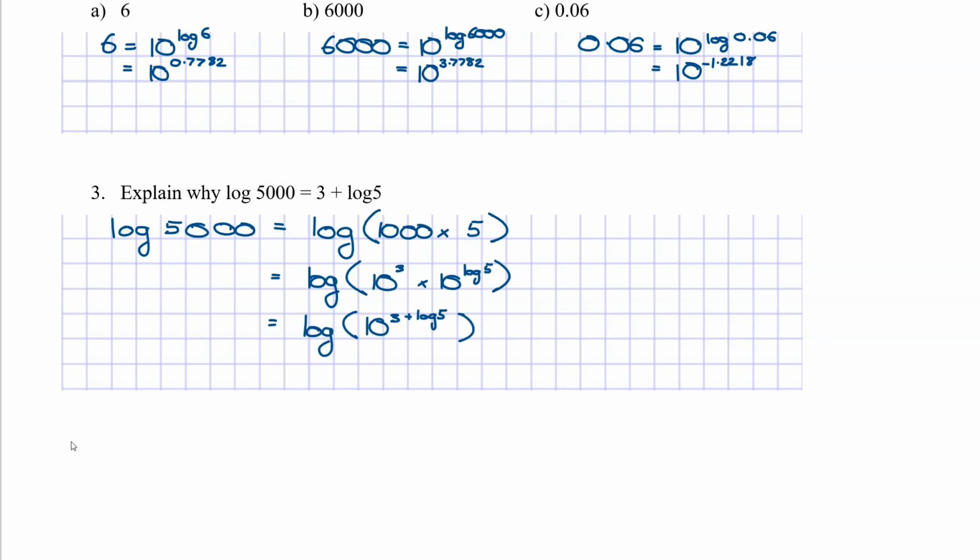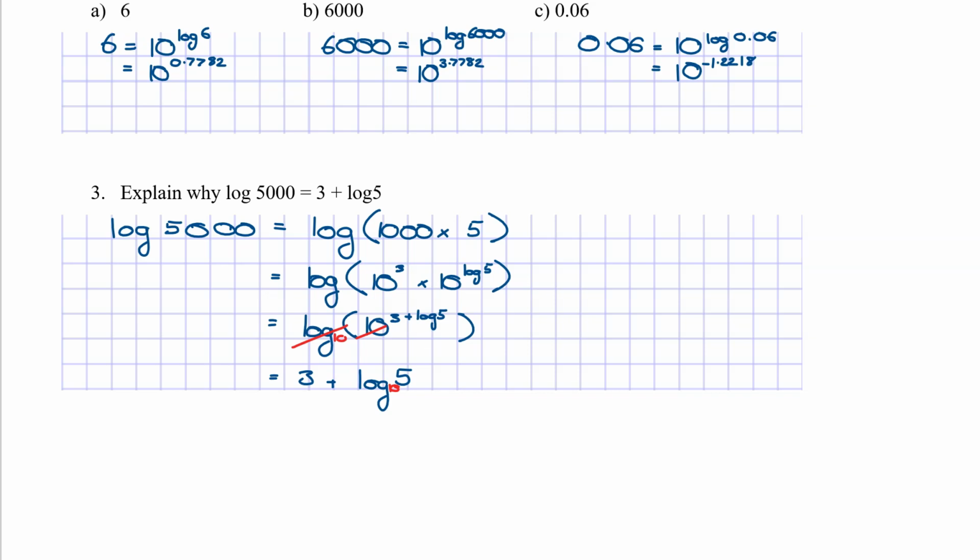So remember the index law, where we've got a common base, we add the two powers together, 3 plus log of 5. And then because this log here is an implied base 10, what this means is that the log base 10 and this base of 10 here, they cancel out. And what that leaves us with is 3 plus log 5.